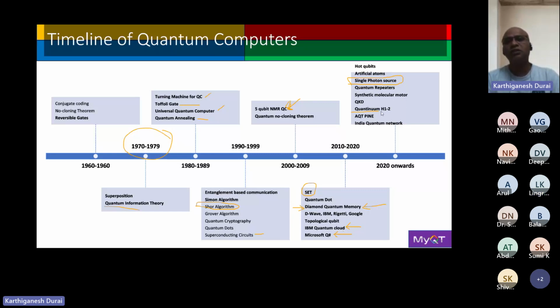Then Quantinuum released their H12, and AQT Pine. This quantum computer is actually a 19-inch rack system. If you remember, the 19-inch rack is the standard classical data center size. So Alpine Quantum Technologies are able to build a quantum computer which can fit into a 19-inch rack. That is February 2023 news.